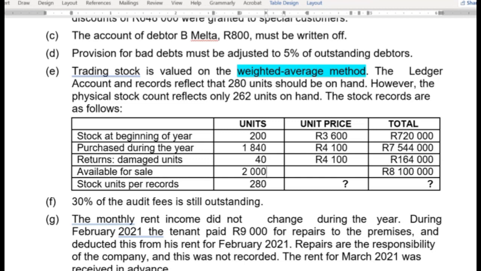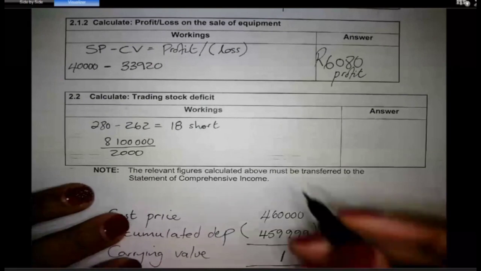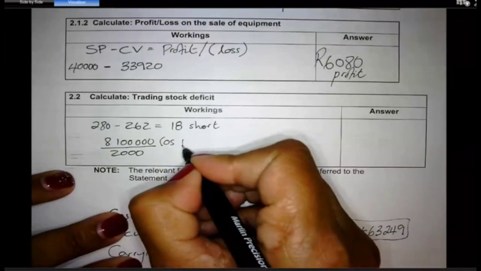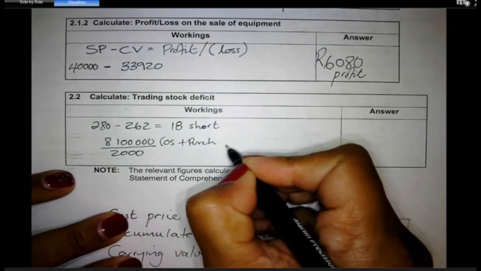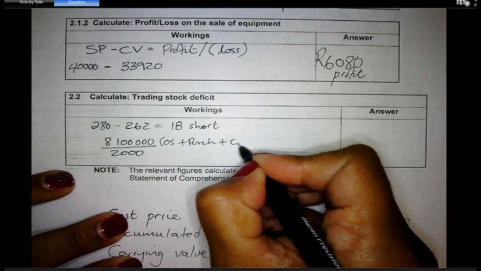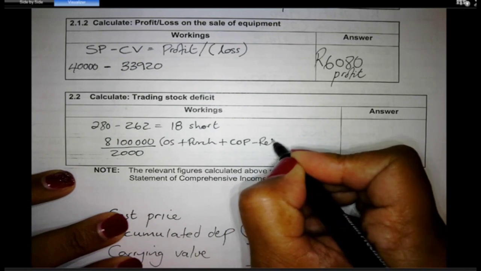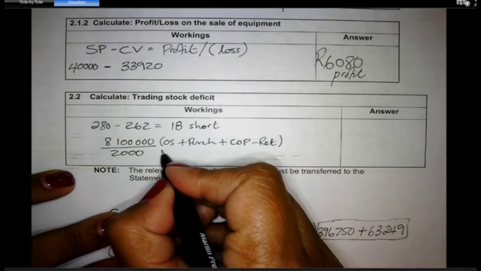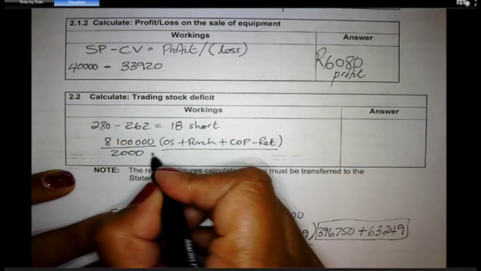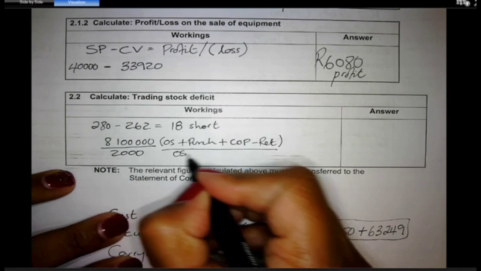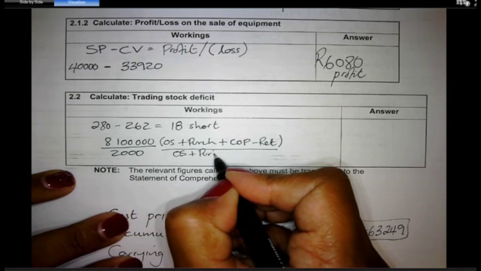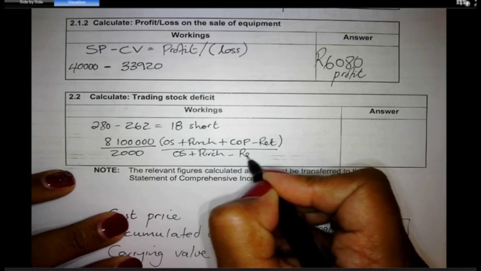And then you take the rand value of opening stock, rand value of purchases minus my returns. So that's basically your formula. Okay, that is opening stock plus purchases. And if you had carriage on purchases, you would put that rand value there as well, minus returns. That is your formula, and your number of units at the bottom will be opening stock plus purchases minus returns.